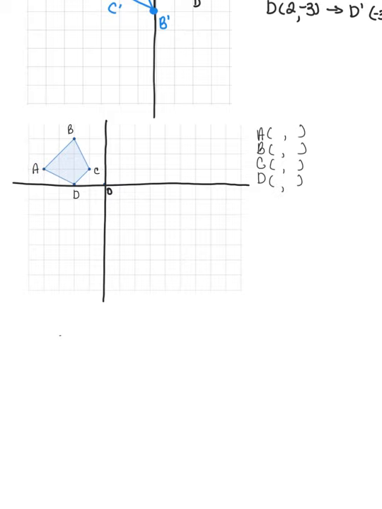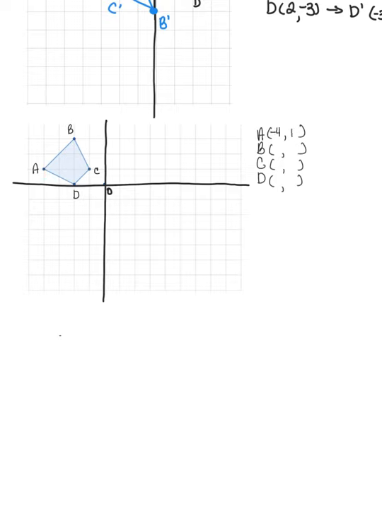First, let's talk about how I'm going to find the ordered pair for point A. I'm going to start here at the origin. Here's the origin. I'm going to go left, 1, 2, 3, 4. So I know that the x coordinate is going to be -4, and I'm going to go up 1, so the y coordinate is going to be 1.